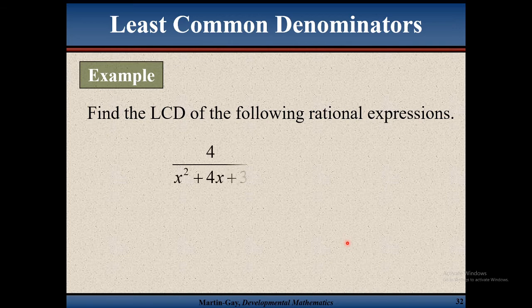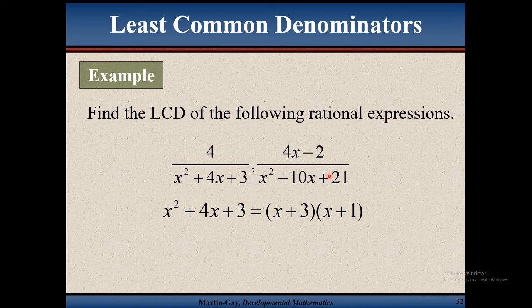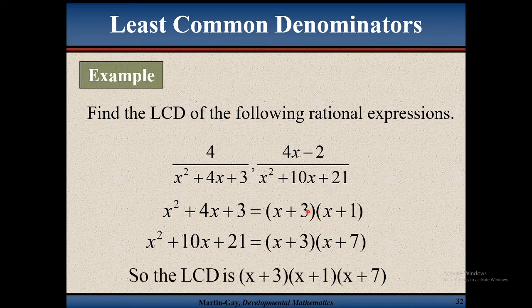Another example. Here, we are going to find the LCD before we can add or subtract the following. It would be hard for us to get the answer without knowing the LCD, since the denominators are different. So we need to factor the first term and the second term. The denominator of the first is x plus 3 over x plus 1, and the factors of x squared plus 10x plus 21 are x plus 3 and x plus 7. So therefore, our LCD is x plus 3, x plus 1, and x plus 7.